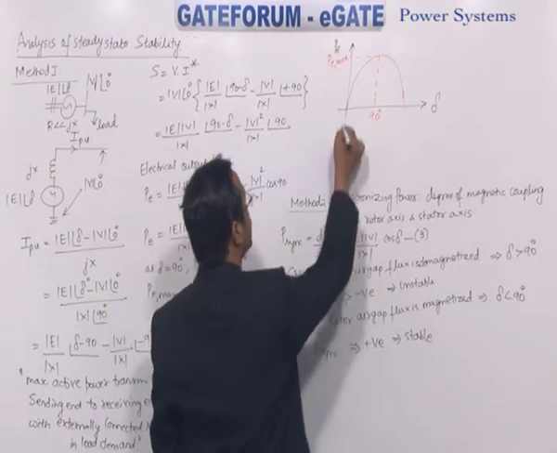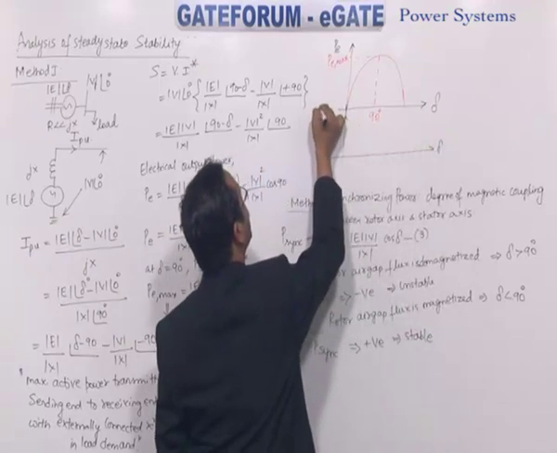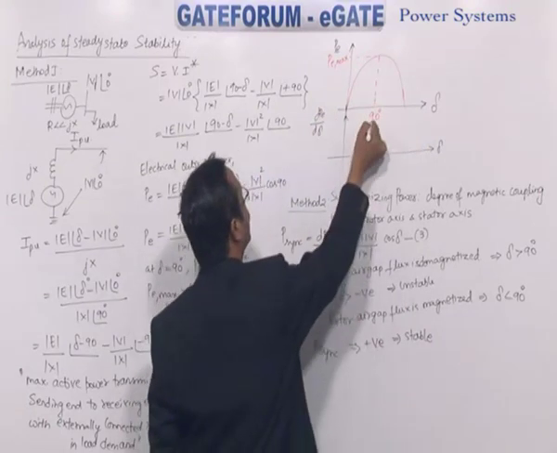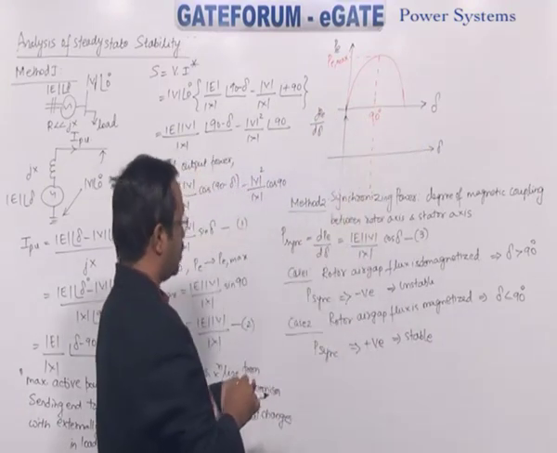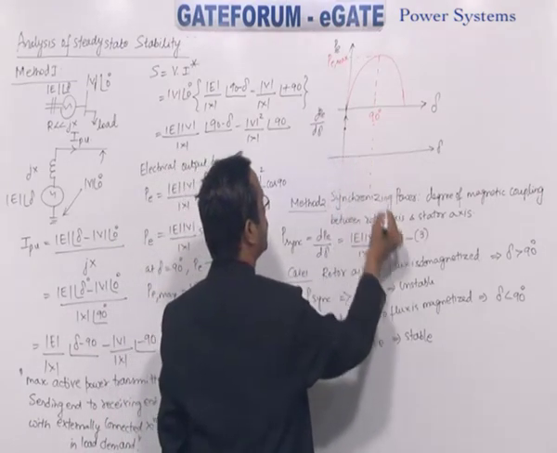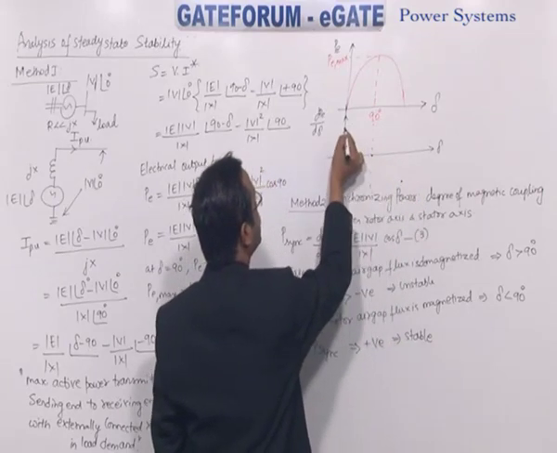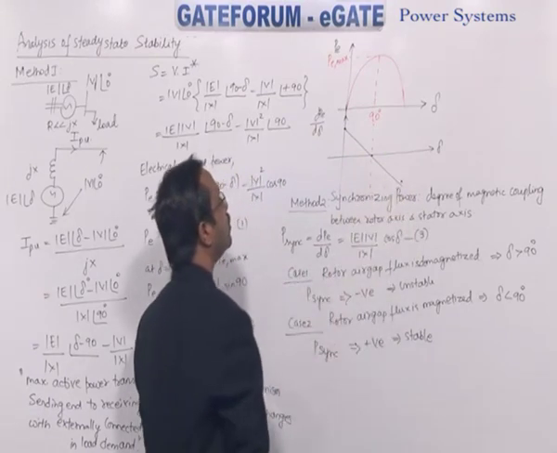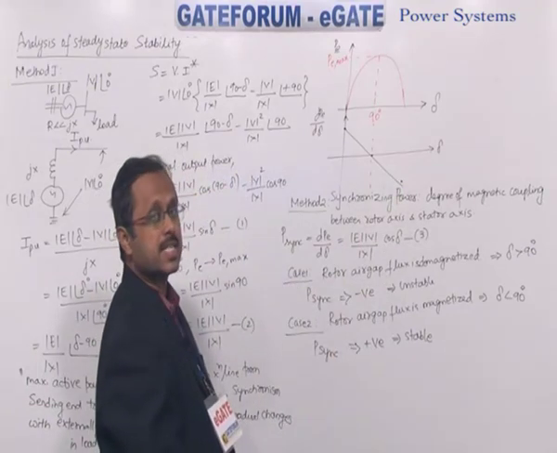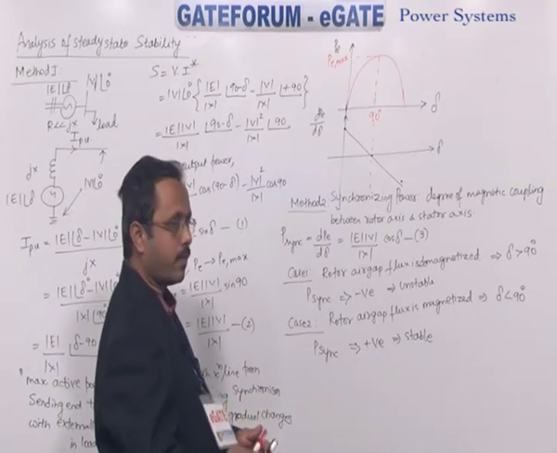So you can also represent the synchronizing power here. Here is delta, here dPe by d delta. At delta 0, how much do you get? EV by X. At delta 90, 0. At delta 180, it is negative. So these are the values you get. That is the curve of synchronizing power. This is the curve related to synchronizing power.